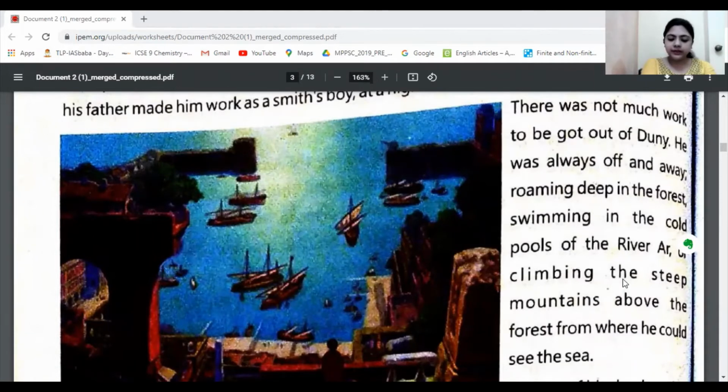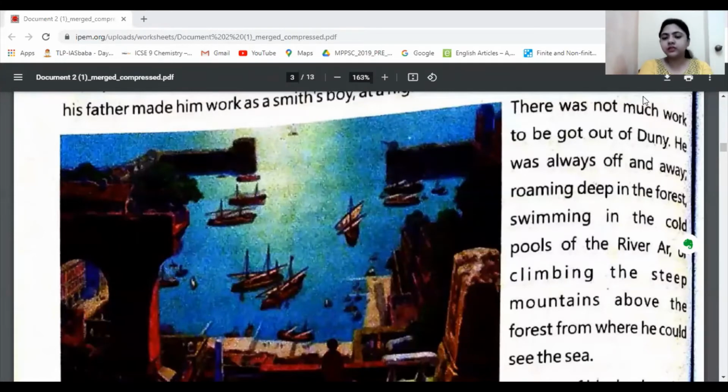So all these places, these are the places he used to go so that his father could not find him where Duni was, and could not make him work as a helper. So all these places were acting as an escape for Duni. He used to do all these things so that he could escape from doing that work. Fine. So that is why he used to go to these places.